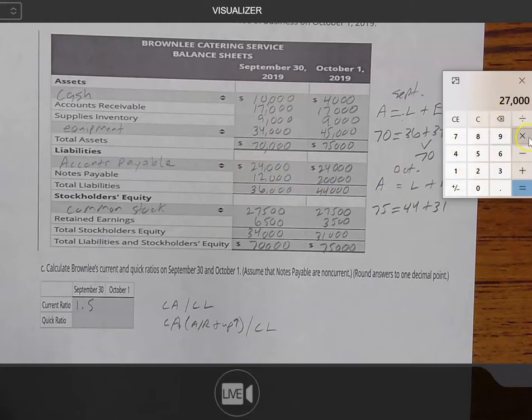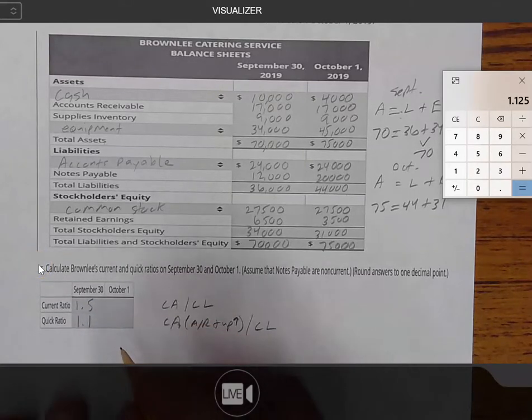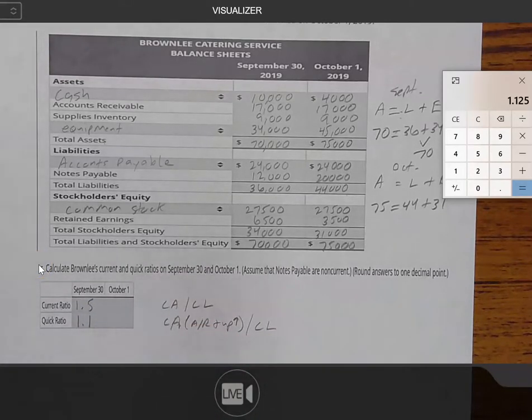Let's back up. Divided by 24,000 gives us 1.125, and it says round answers to 1 decimal point, so 1.1. The 2 rounds down, so 1.1 would be our answer. And we want that quick ratio ideally to be at least 1. It's 1.1, so I think we're okay given that this is a service-related business. So notice we did not include the supplies inventory or prepaid insurance. It's not there, but had it been, we would not have included that.